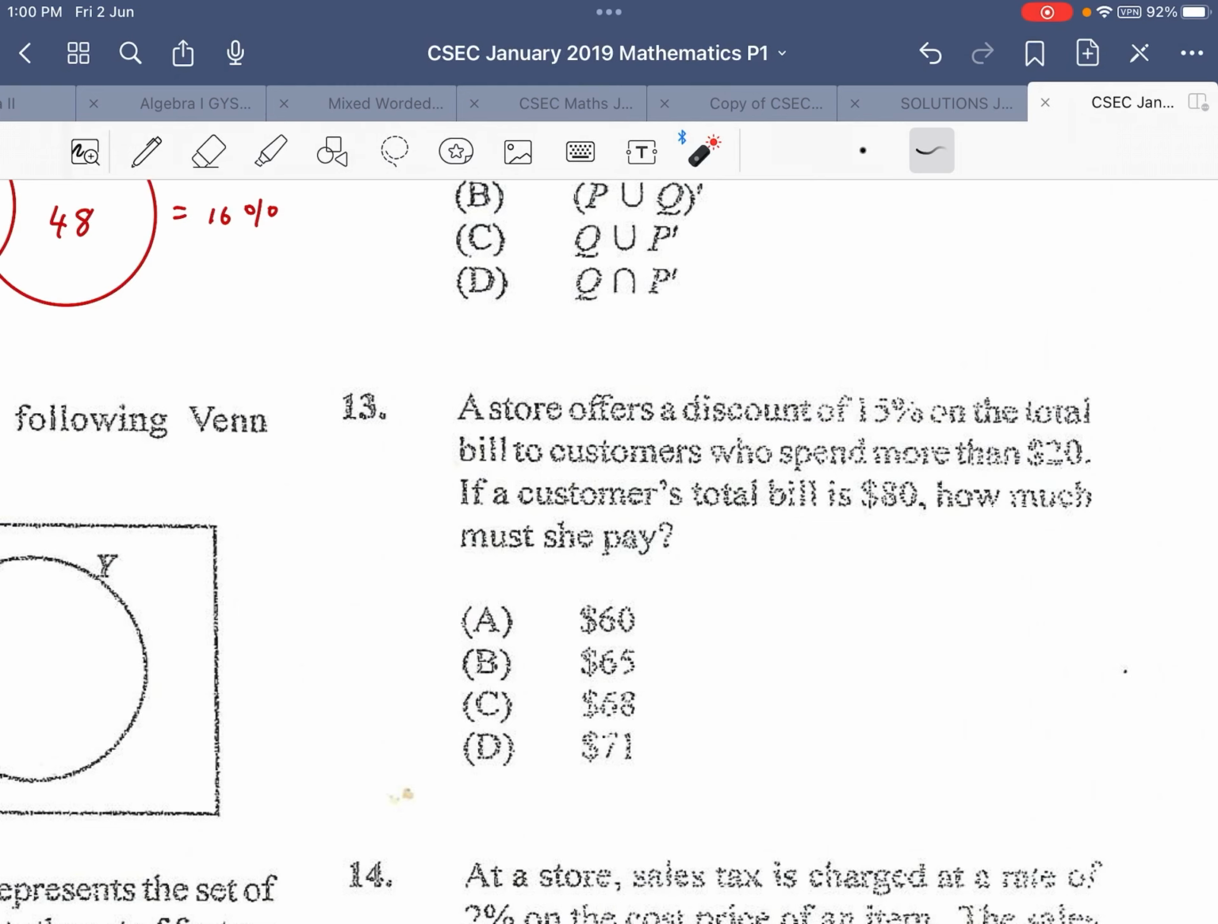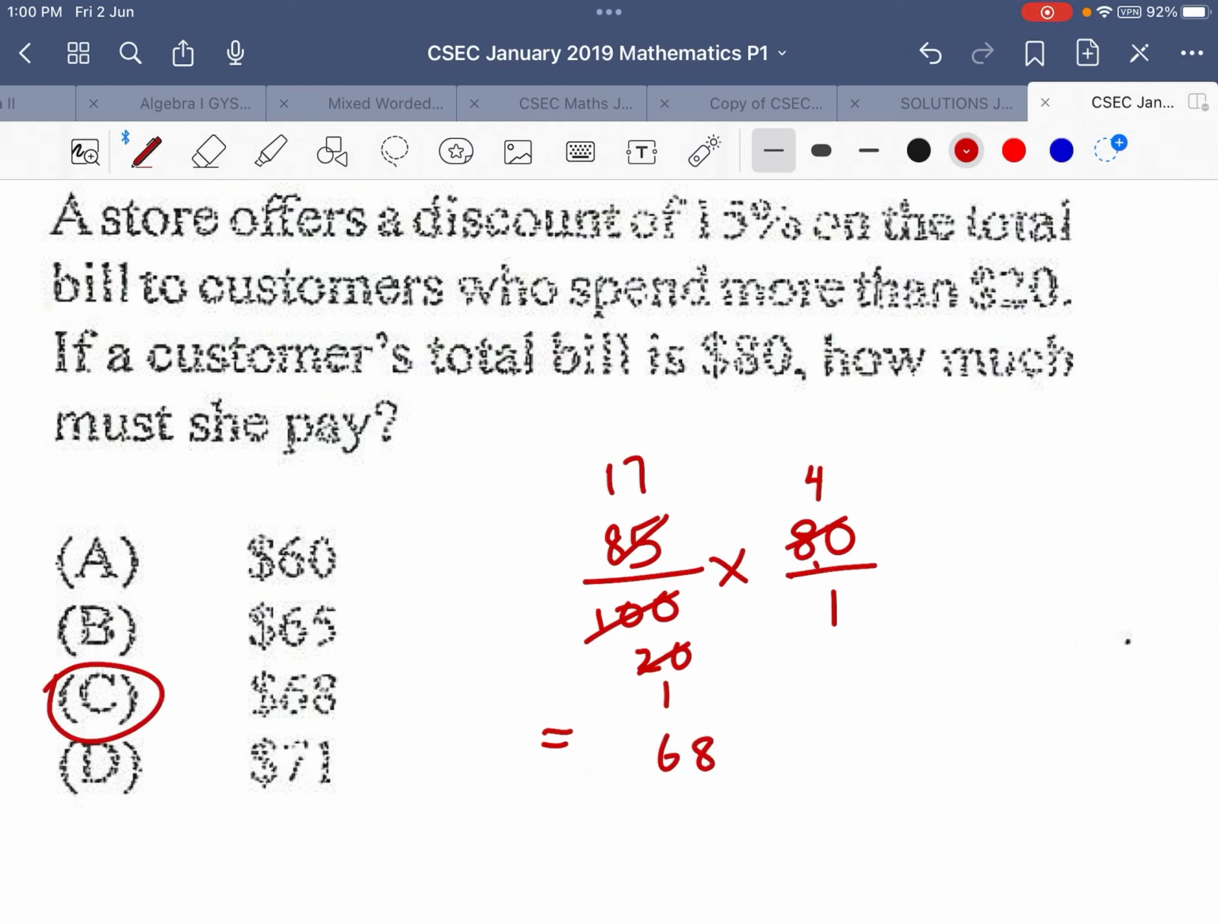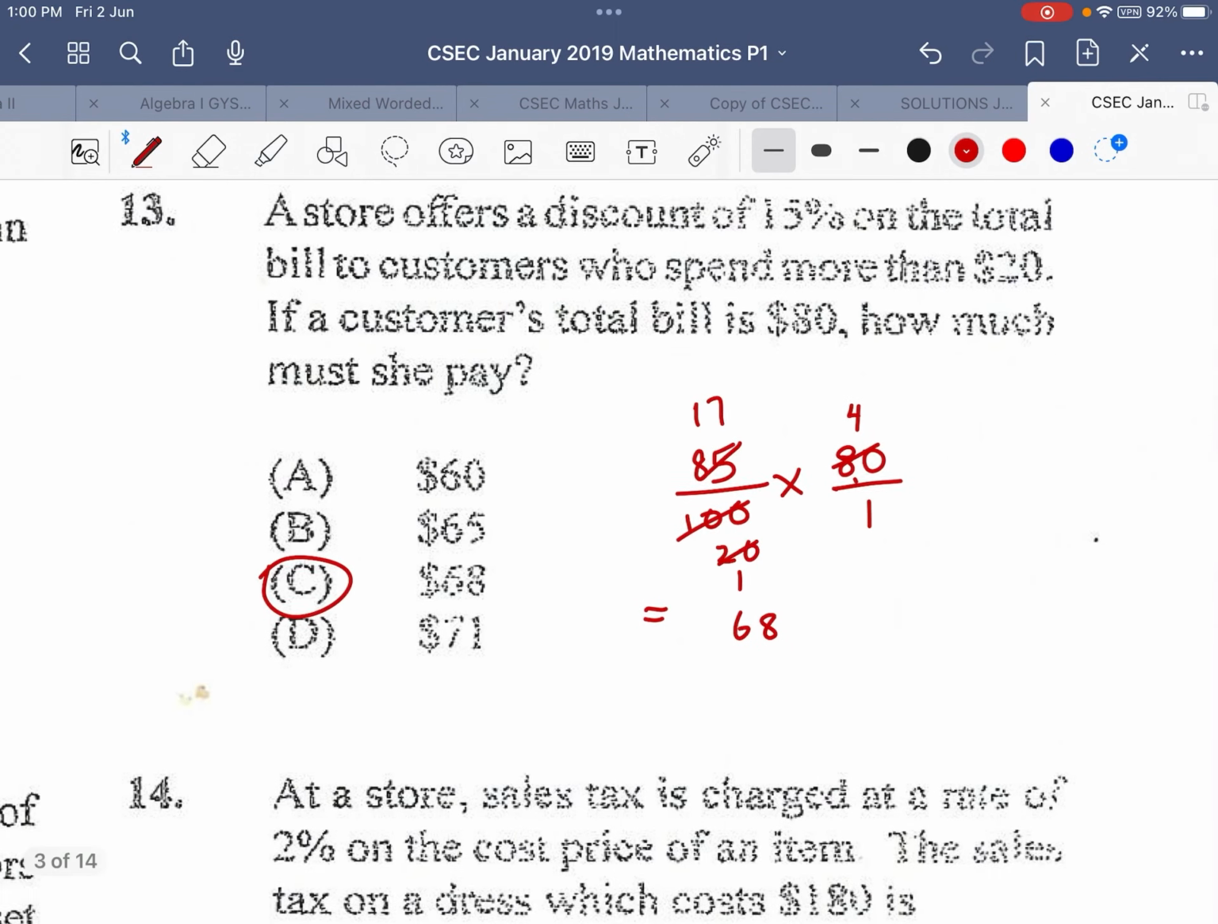Okay, so the customer paid more than $20, which means that she received the 15% discount. If you do not pay 15%, you will pay 85%, so 85 over 100 of the original cost would be this customer's bill. Right, 85 over 100 reduces to 17 over 20. 20 into 80 is 4, and 17 times 4 is 68. So the customer pays $68.